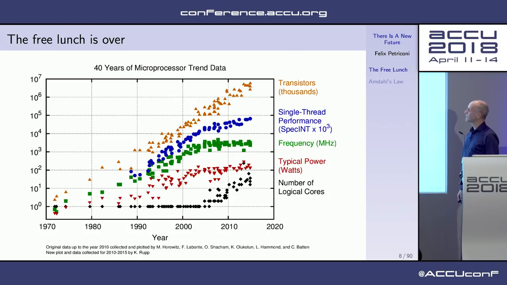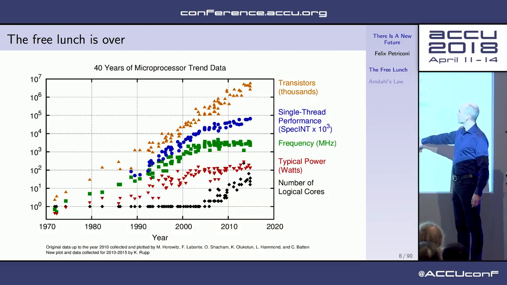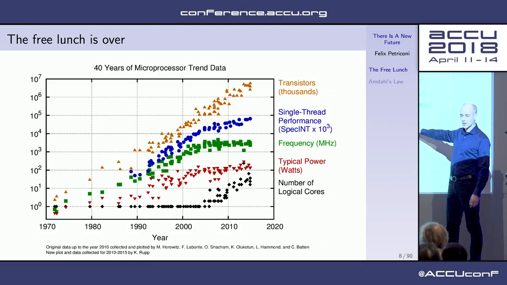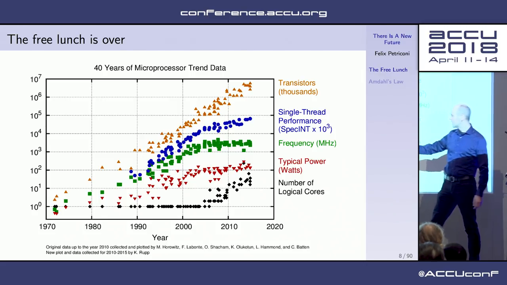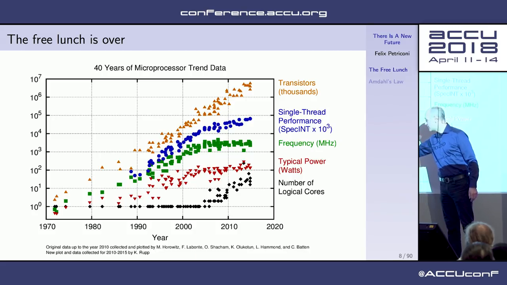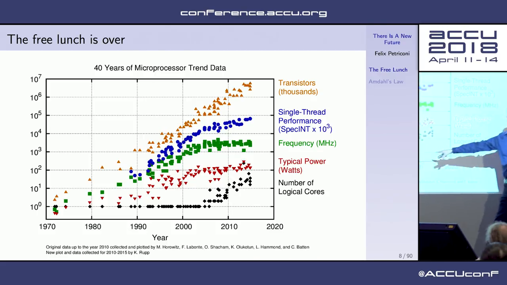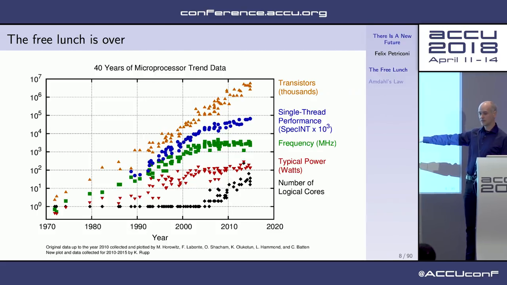of what happened in the last, well, at least nearly 50 years on microprocessors. This is the number of logical cores, the number of transistors, and the typical consumption of watts. And nearly at the time when Herb Sutter wrote his paper in 2005, there's a change in the graphs. The number of cores increased, but the frequency stopped.